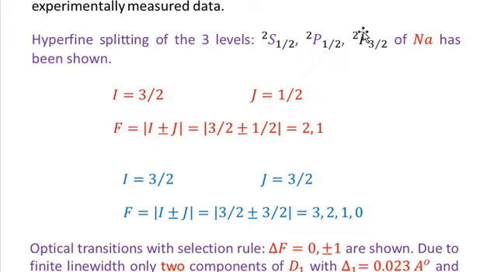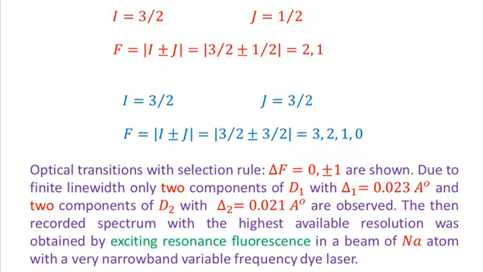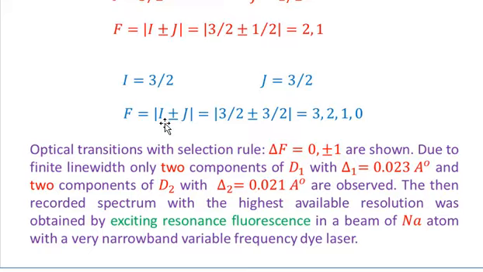And for the third term, which is 2P3/2, the value of J is 3/2. The value of I is the same for the sodium atom in its ground state, which is I equal to 3/2. So if you combine these, that is I equal to 3/2 and J equal to 3/2, you will get the values of F to be equal to 3, 2, 1, 0.